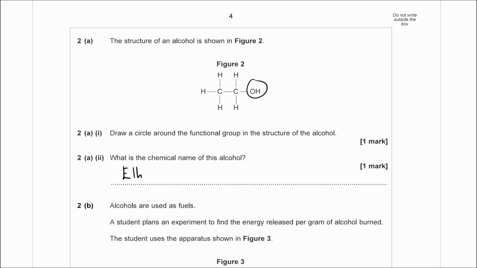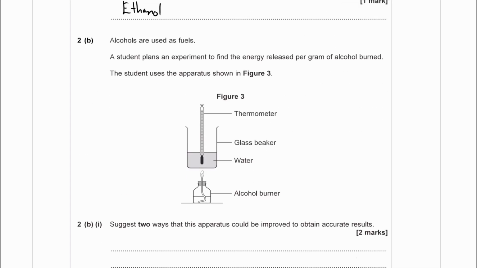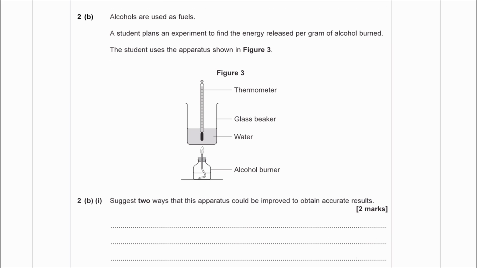Alright, it says what is the chemical name for this alcohol, and I've just mentioned it. 2 carbons means it's ethanol. Alright, 1 carbon would mean methanol, and 3 carbons propanol, and so on. So, easy enough.